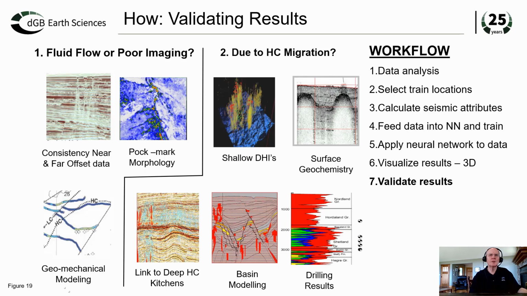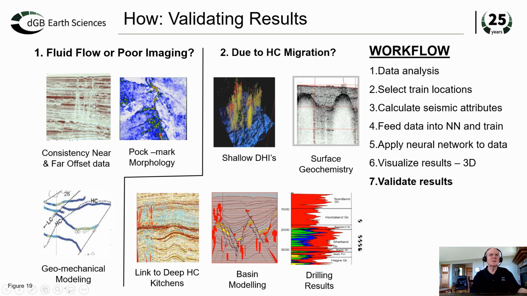Now, not every vertical discontinuity or high probability chimney in the seismic data represents hydrocarbon migration. Thus, a very important step is to validate the results. The first question we need to understand is whether the chimney is related to fluid flow or just poor seismic images. We have 3 criteria that we really look at in this case.